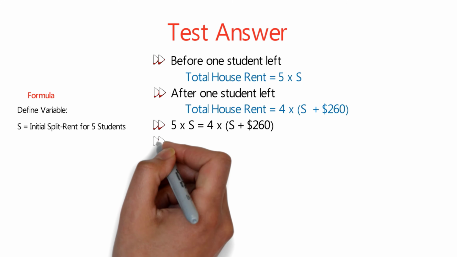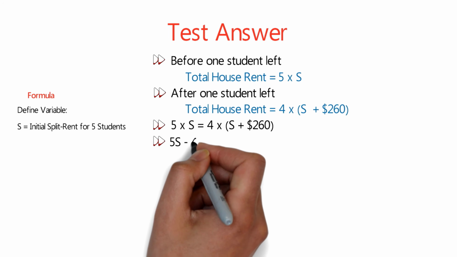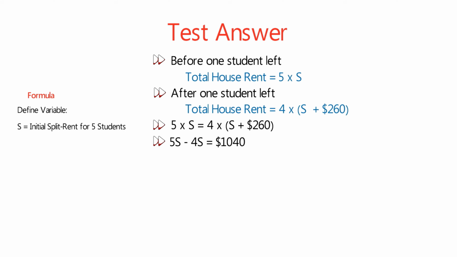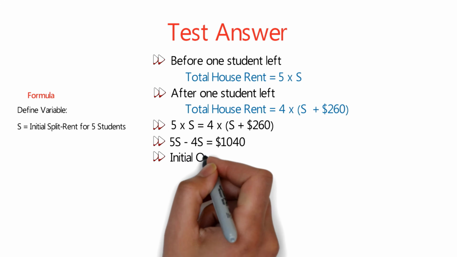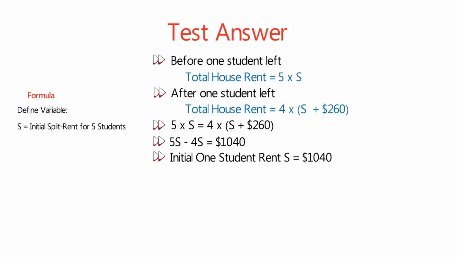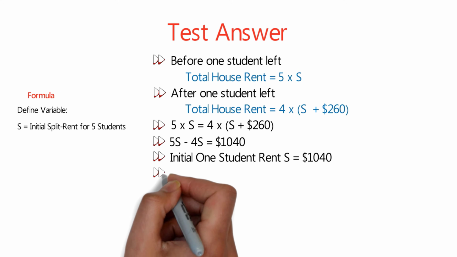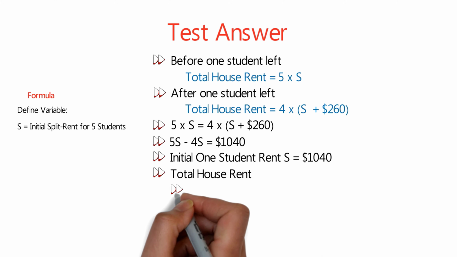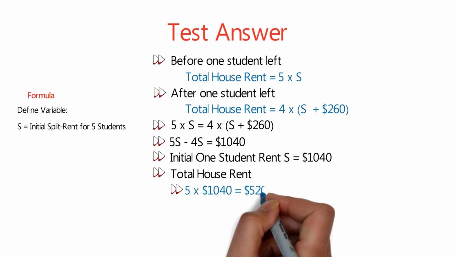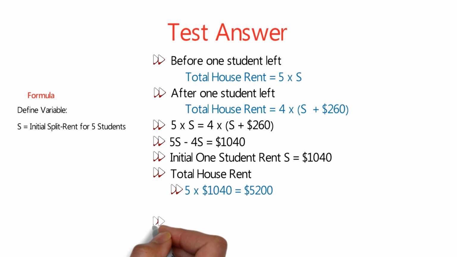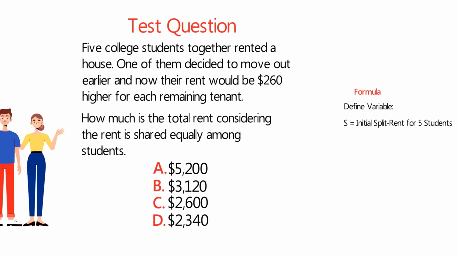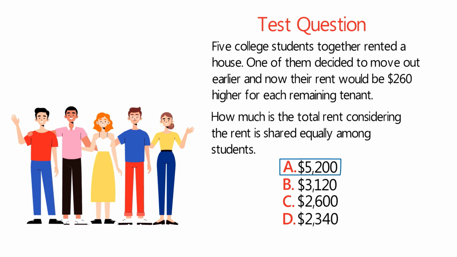Once we simplify it, we'll get to the equation 5S minus 4S equals $1,040, which means that S equals $1,040, which represents initial one student rent. To calculate total house rent, we need to multiply 5 by $1,040 and the result will be $5,200. So the answer is choice A, $5,200. Hopefully you've nailed this question and now know how to answer similar.